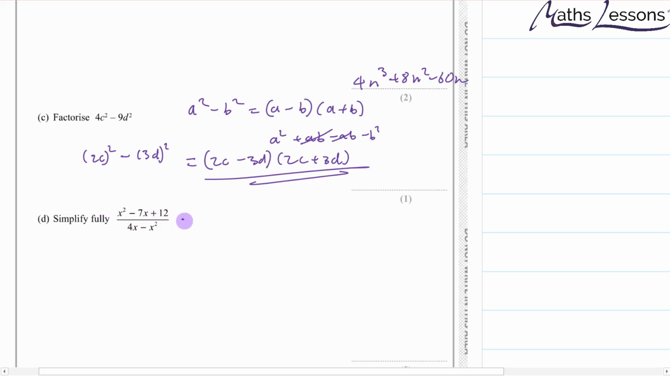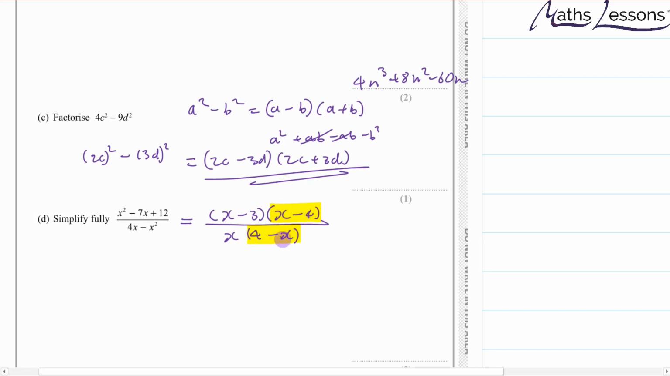Now this one is quite a tricky one. We'll come on to see why. So let's factorize this. We get x minus 3, x minus 4. Here we've got a common factor of x, so we get 4 minus x. Now we've got something quite similar top and bottom here, an x minus 4 and a 4 minus x, but they're not quite the same. Right? They need to be exactly the same.